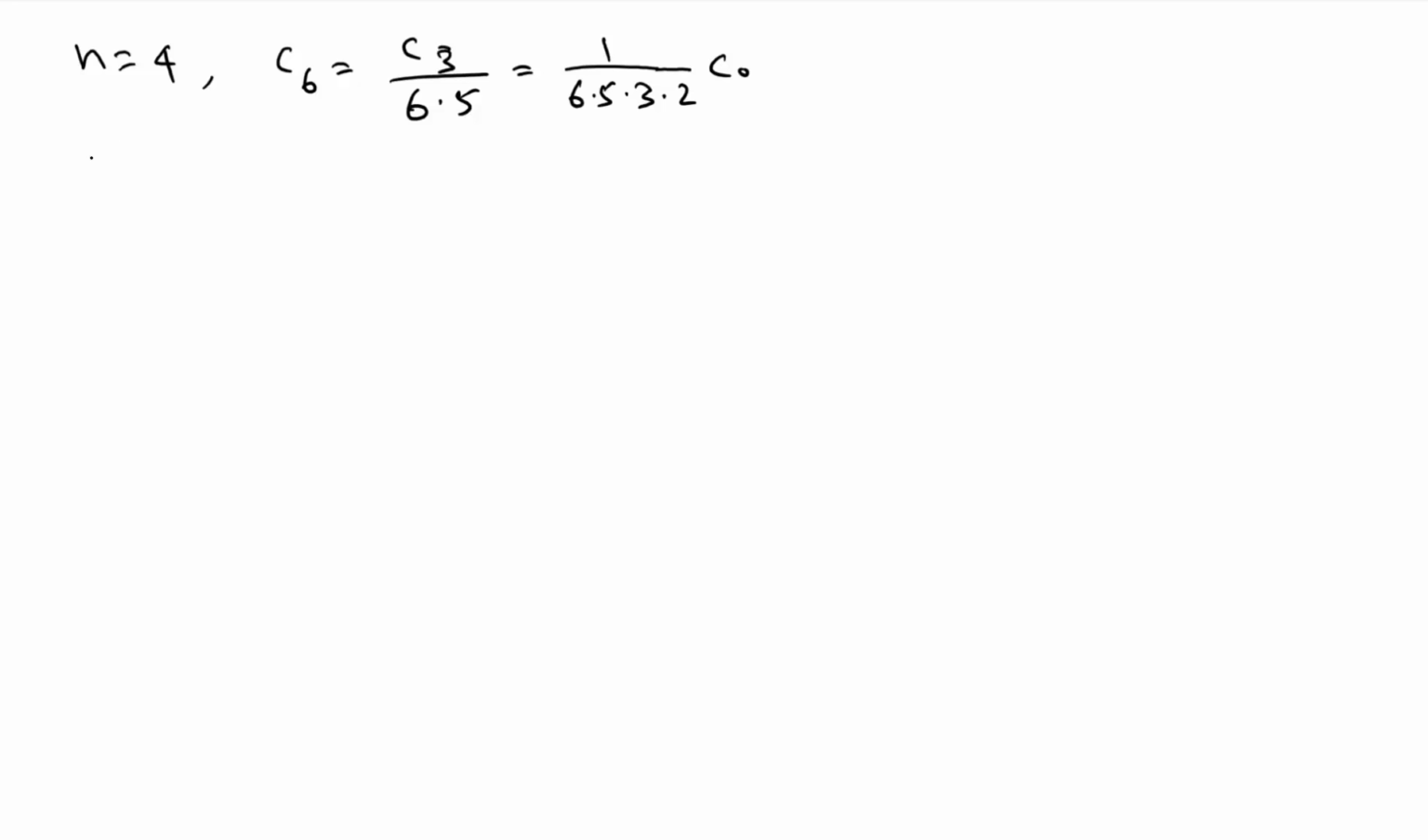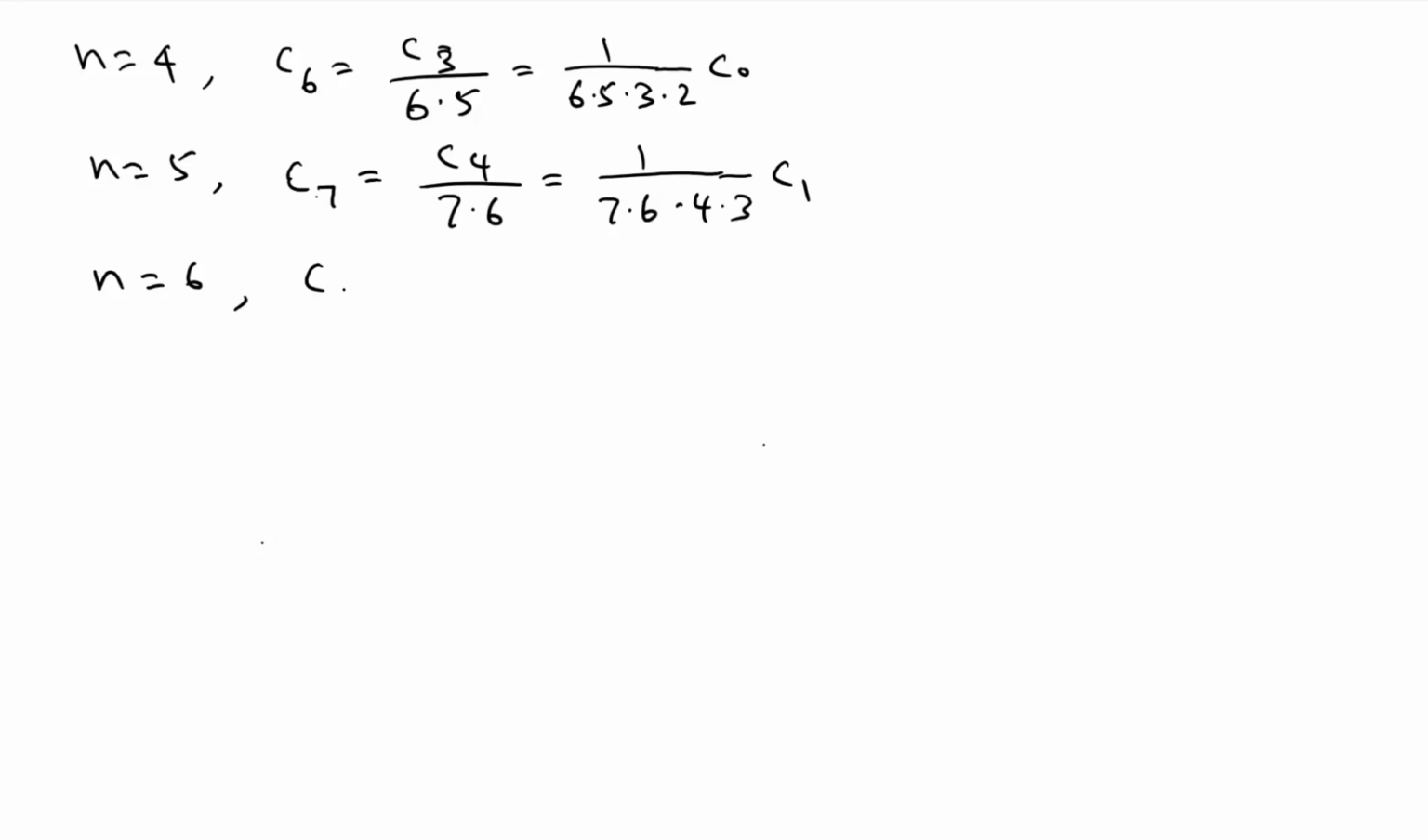And similarly for n=5 you're going to get c7. Sometimes it's really hard to find patterns, so it is c4 over 7 times 6. c4 we already know, so we can plug that in, so it is c1 over 7 times 6 times 4 times 3. And we find one last one, n=6, so you'll say c8, which is c5 over 8 times 7, but we know c5 is 0, so this is 0.